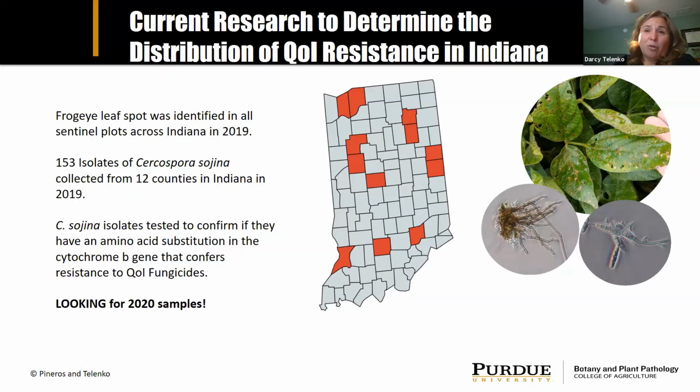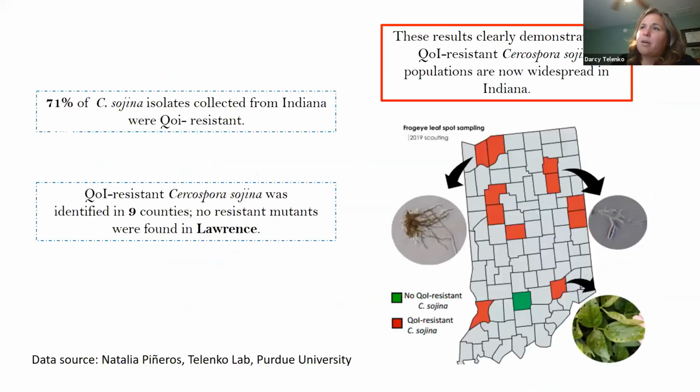We're still looking for more isolates. We're looking to try to fill this map in a little bit better, just to where we're finding Frogeye, just a good distribution across the state. But again, from her results, pretty much 71% of those isolates did have the QI resistant background. So I generally say most of the populations in Indiana do have that resistance. So we really need to look at a mixed mode of action. We're trying to manage this disease and we're putting out a fungicide.